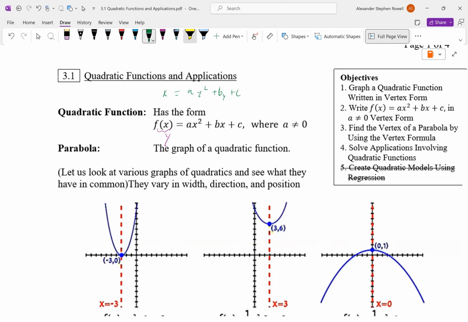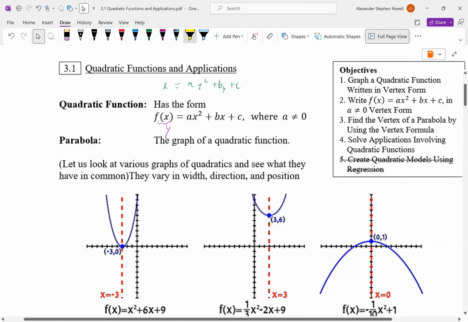But we'll just talk about these for now. I hope your homework doesn't have sideways parabolas. I don't think it does.